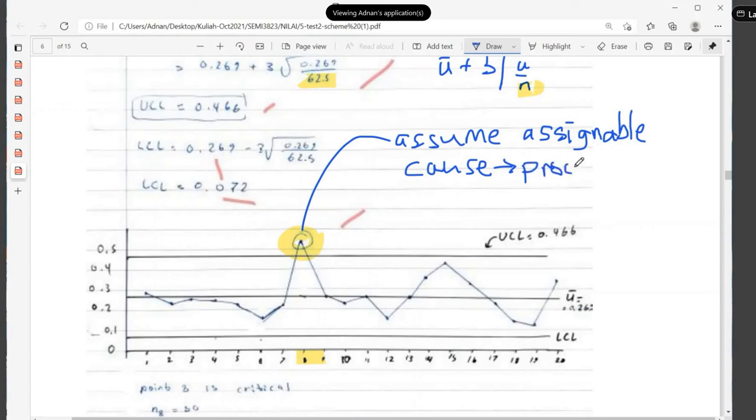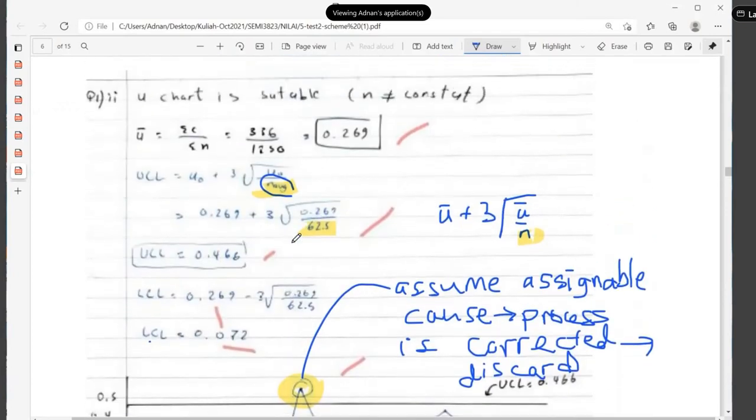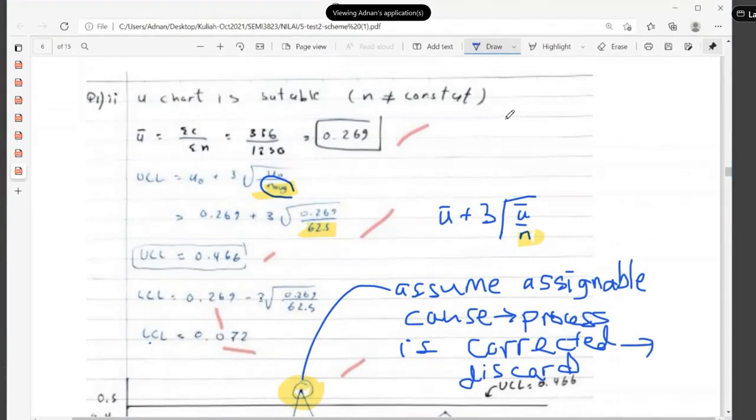So the process is corrected, and you can discard that point. You discard it, and then you recalculate. So if this point's reading is, I am not sure, 0.5 something, 0.6, you remove it from here. This is 336. This number, the total of C, minus that.